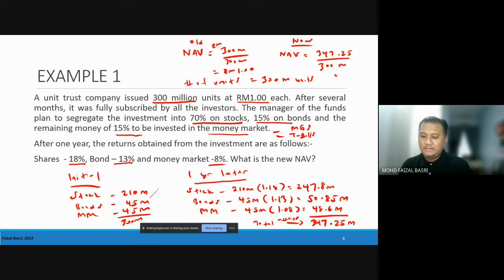divided by 300. So the NAV dah naik to RM1.16. So ada pertambahan 16 sen tu. So that 16 cents is the capital appreciation. So nilai dia dah bertambah sebabkan pertambahan dari segi dividen lah. Itu tak termasuk lagi stocks punya value. Ni satu contoh je lah.